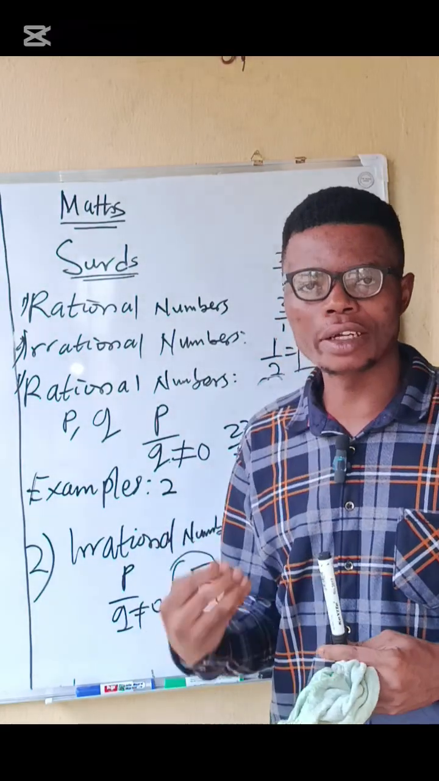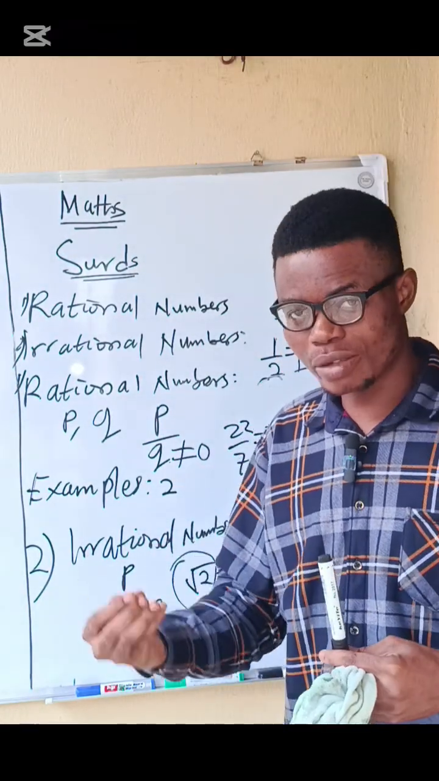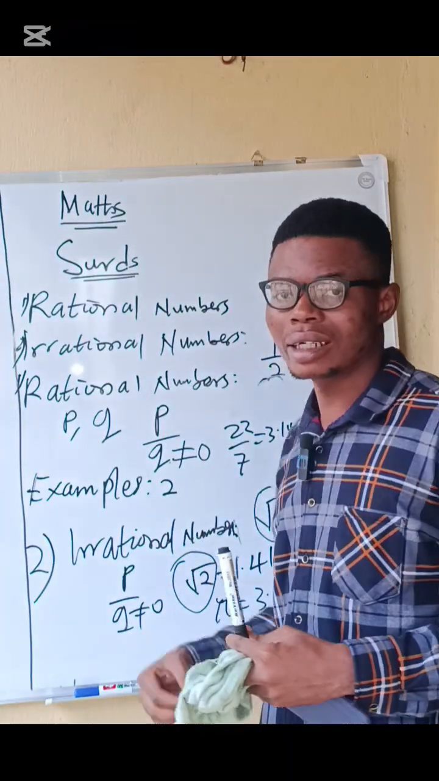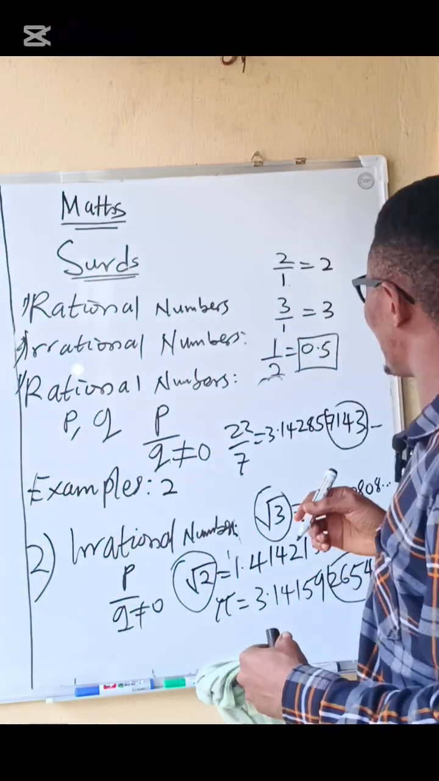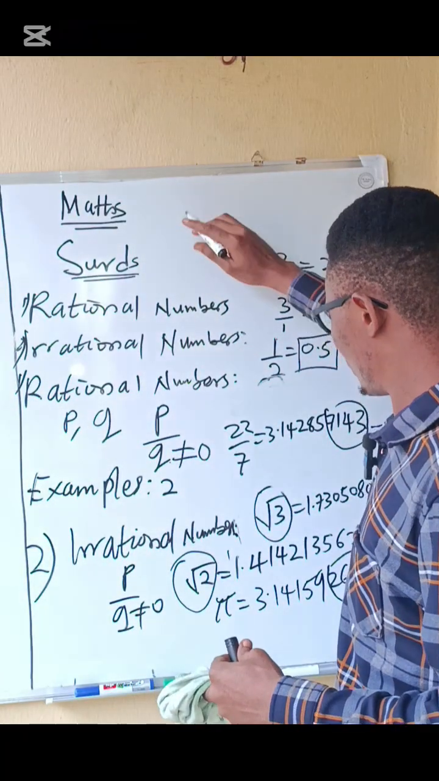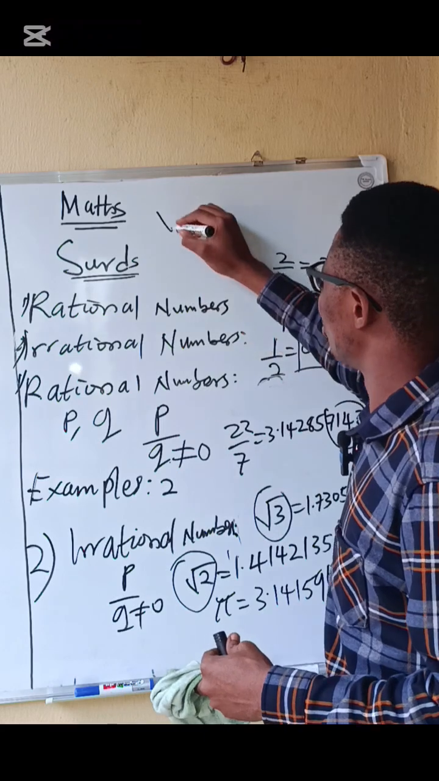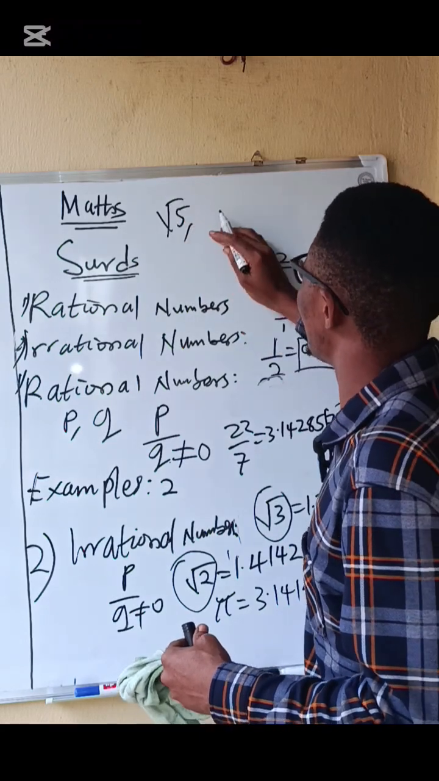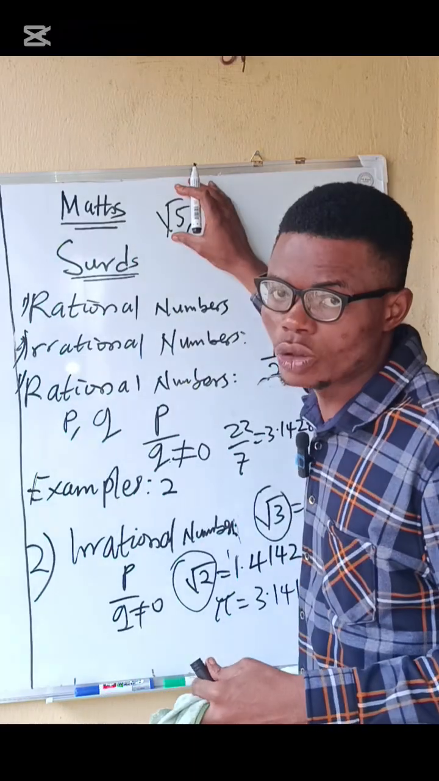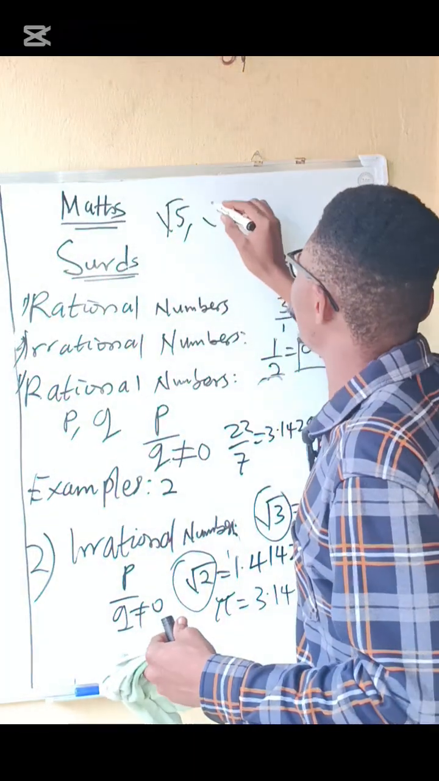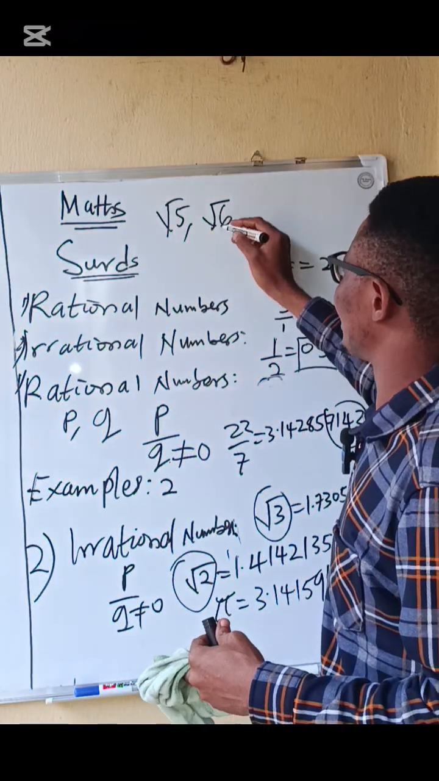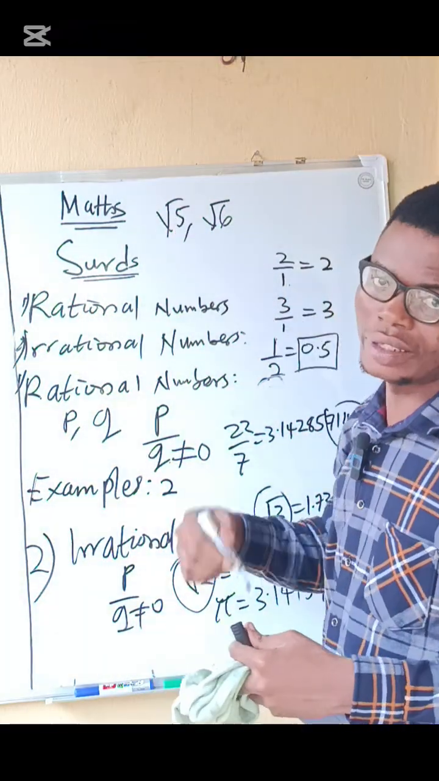22/7 is not the exact value for pi. It is an approximate value for pi. So pi is an irrational number. Other examples: we also look at root 5, root 6. All these roots that are not perfect squares are surds. Because when we find the square root of 5, you are going to have a decimal point.